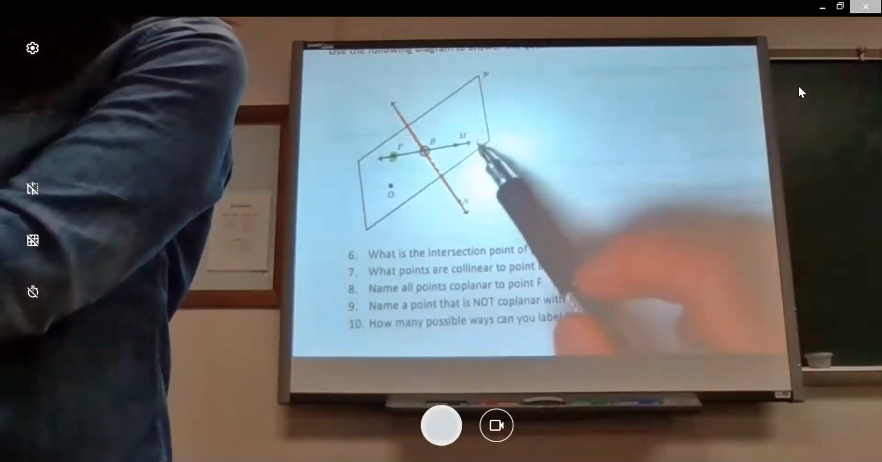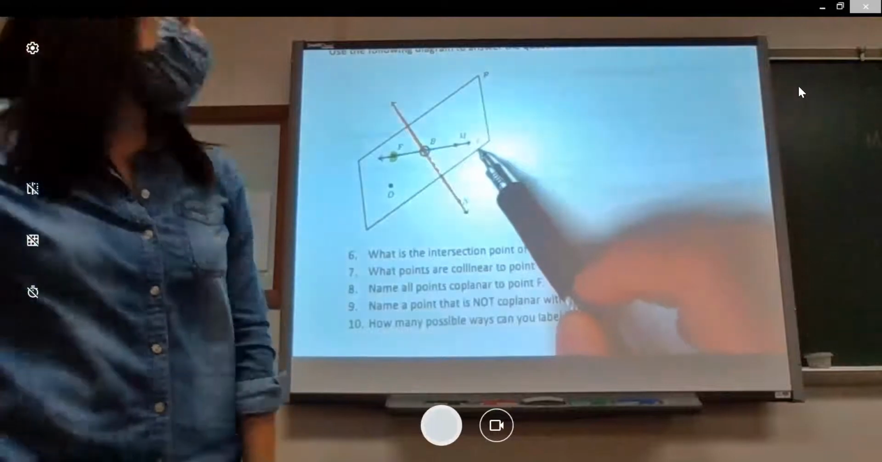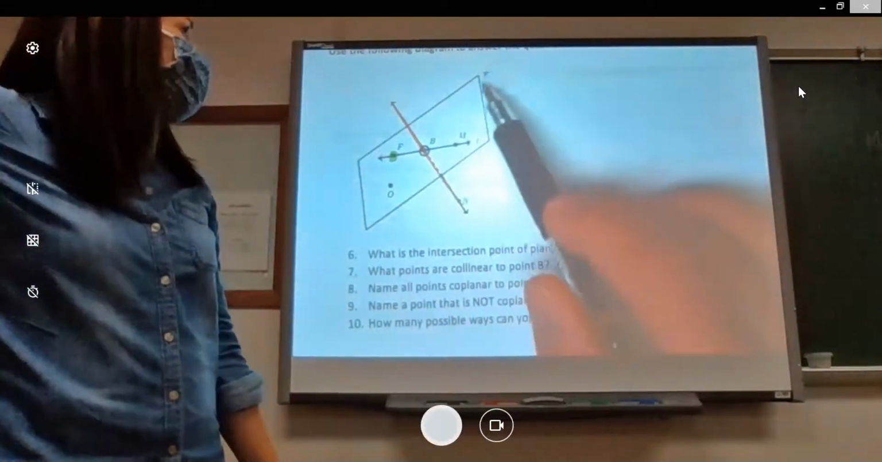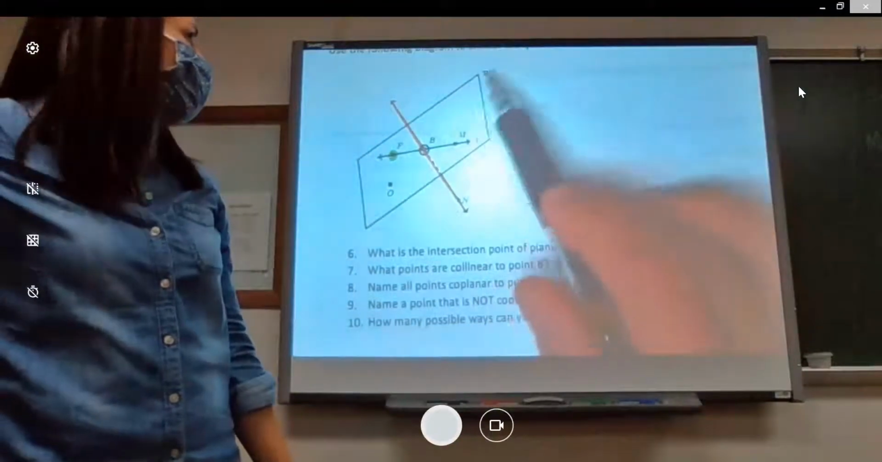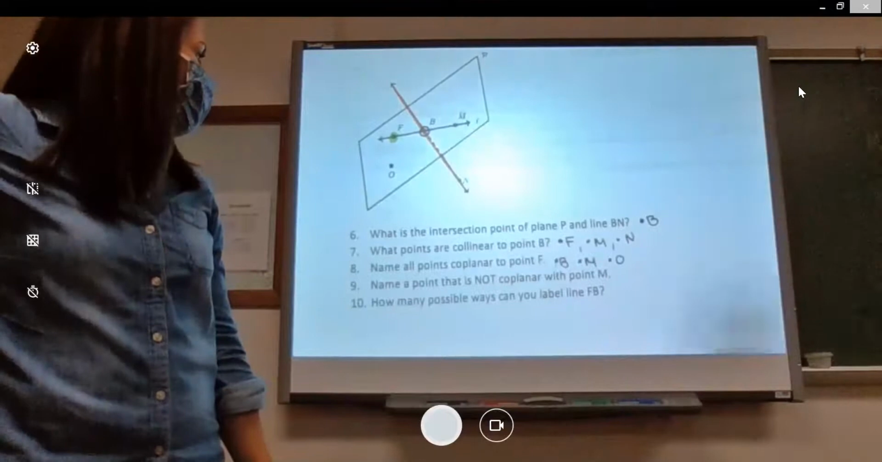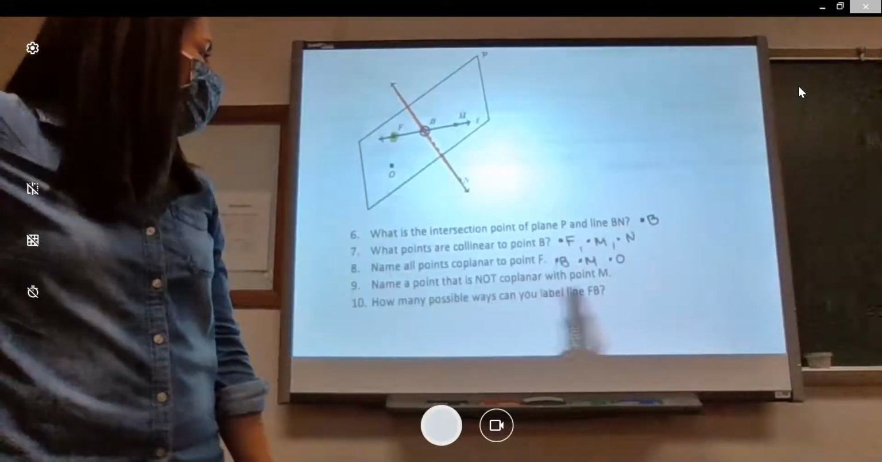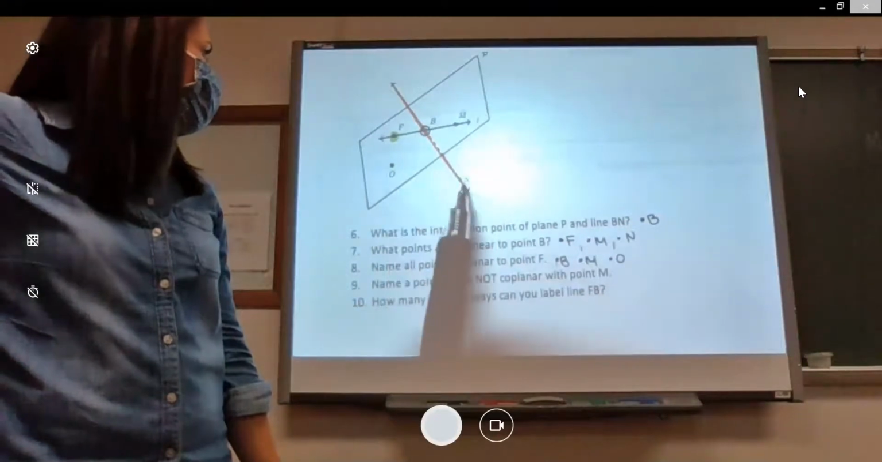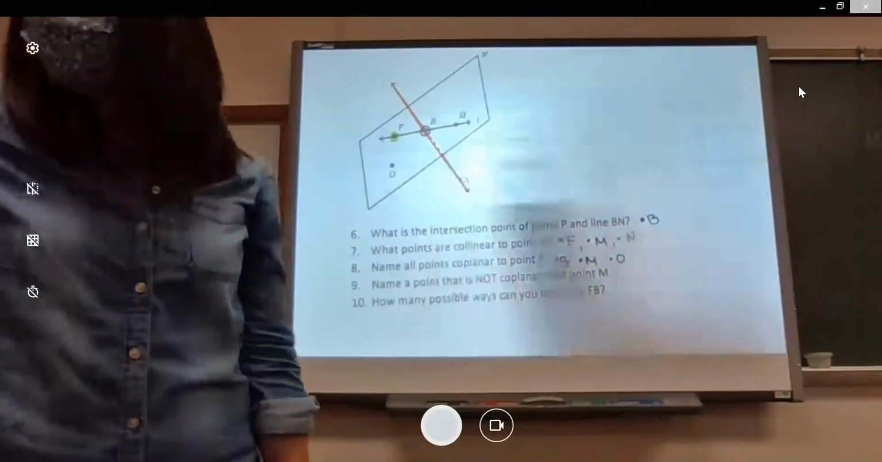Notice that like this L is labeling a line. That's not a point, so it's not a coplanar point. And P is a plane. It's labeling the plane. It's not a point either. What point is not coplanar with point M? So here's point M. Here's the plane it's on. Here's the point that's not on that plane, point M.